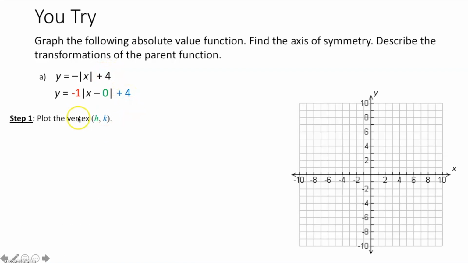So now we're ready to graph. We're going to plot our vertex. What's our vertex? (h, k), which is (0, 4). We go over 0 on our x-axis, up 4 on our y-axis, put a point.